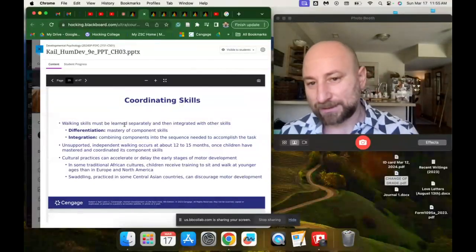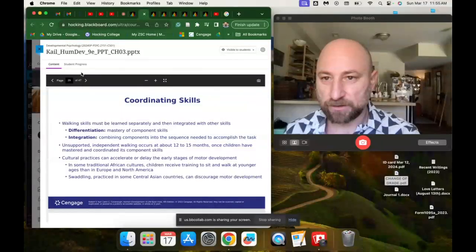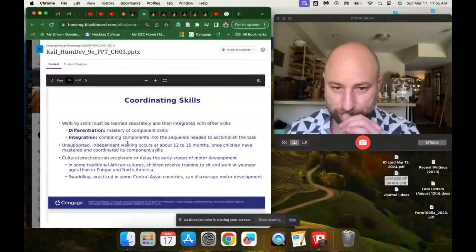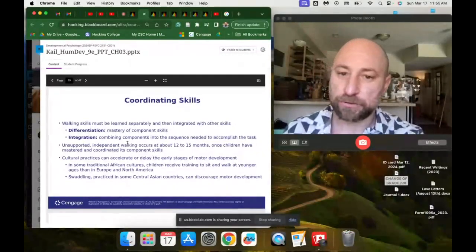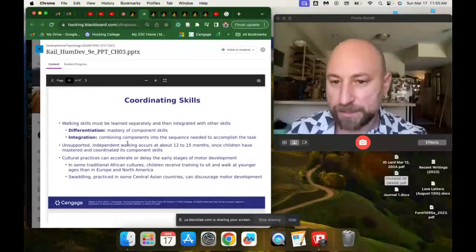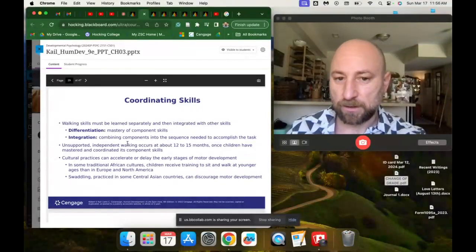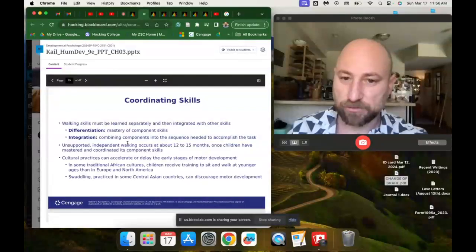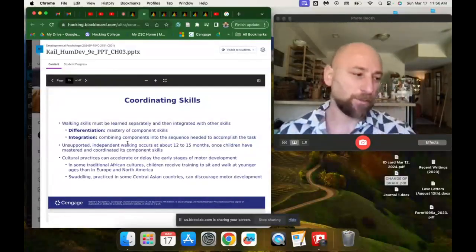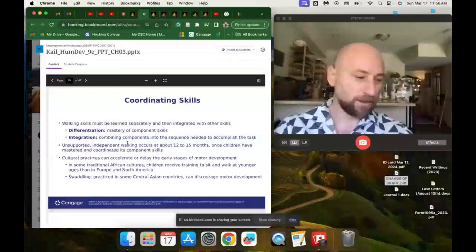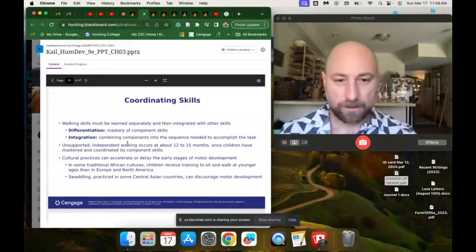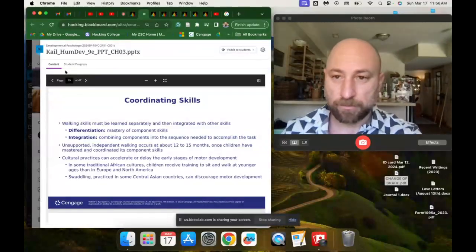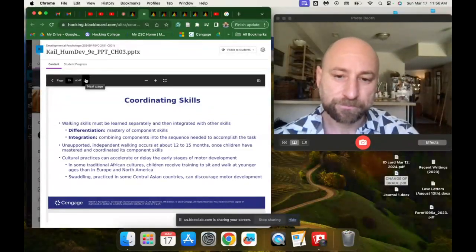Cultural practices can accelerate or delay early stages of motor development. Here it says in some traditional African cultures, children receive training to sit and walk at younger ages than in Europe and North America. Swaddling, a practice in some Central Asian countries where you wrap a baby up in a blanket very tightly, can discourage motor development. So, depending on the culture, if the parents have to walk around a lot all day and they keep the baby swaddled, that could potentially discourage motor development.